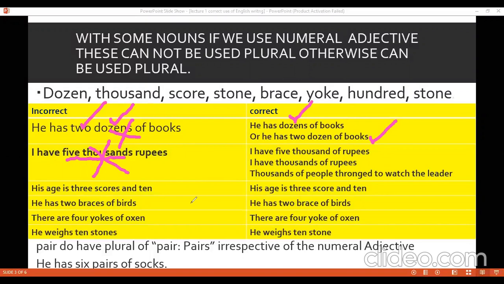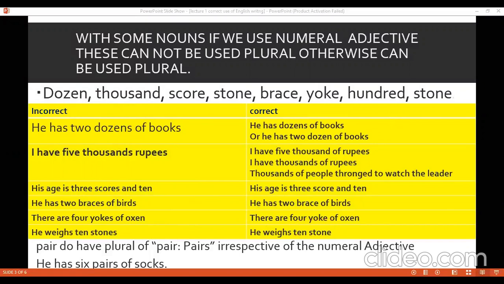Like 3 scores, wrong, it should be 3 score. 2 braces, wrong, it should be 2 brace. 4 yokes, wrong, it should be 4 yoke. 10 stones, wrong, it should be 10 stone. But there is an exception to this rule.